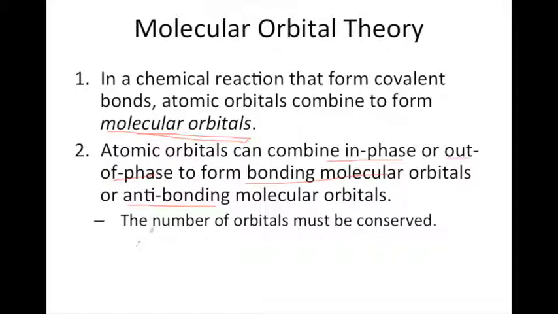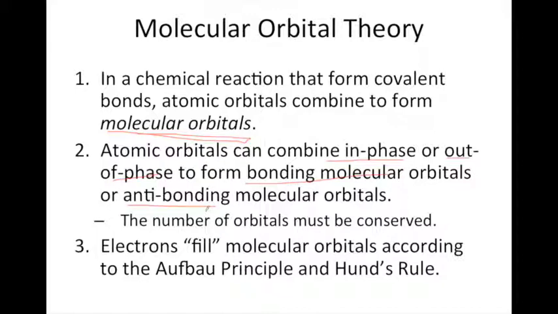Another point: the number of orbitals that combine must be conserved. So if we react two atomic orbitals, we form two molecular orbitals. If we combine four atomic orbitals, we must form four molecular orbitals. And finally, when we have our molecular orbitals, we place electrons in these orbitals according to the Aufbau principle and Hund's rule, just as we would with any other quantum mechanical model.